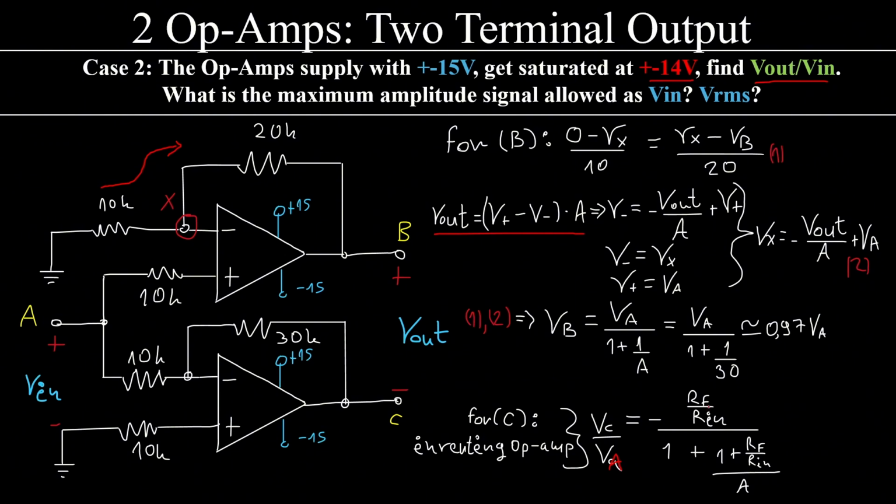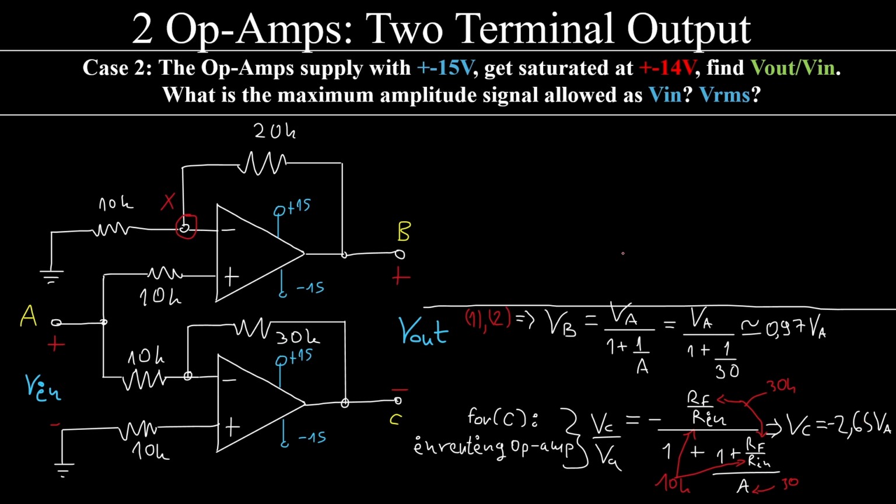Now, for the inverting op-amp configuration, VC over VA, V output over V input, which is going to have this feedback resistor, this input resistor, and the gain. How much is the feedback resistor? 30 kilo ohms. How much is the input resistor? 10 kilo ohms. How much is the gain? 30. I do the math and it turns out that VC is equal to minus 2.65 times VA. Slightly lower than 3 VA, like we had previously.